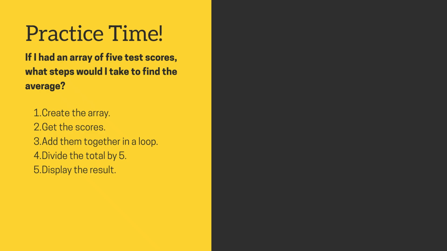Okay, so let's pause and practice with, again, an exercise like this. I want you to say aloud, if I had an array of 5 test scores, what steps would I have to take to find the average? So I want you to think through this. One, we're going to create the array. We're going to get the scores. We're going to add them together in a loop. We're going to divide the number by 5, and then we're going to display the result.